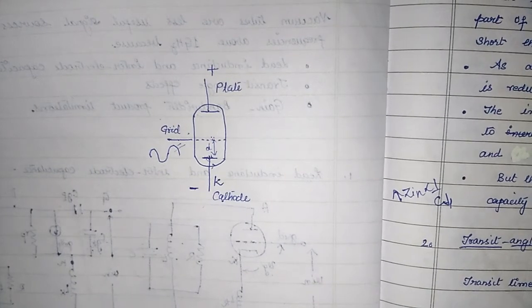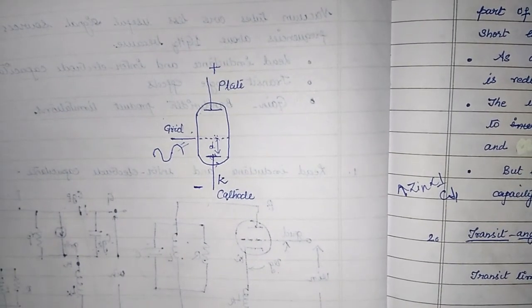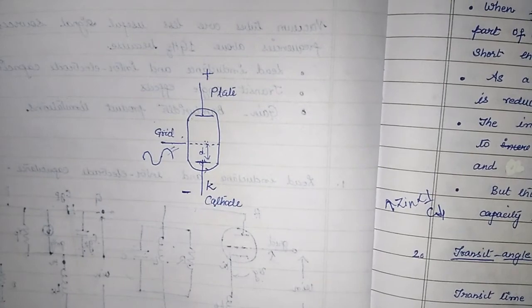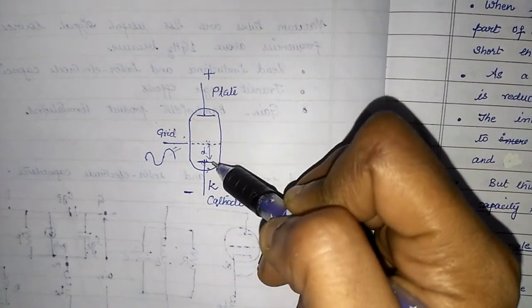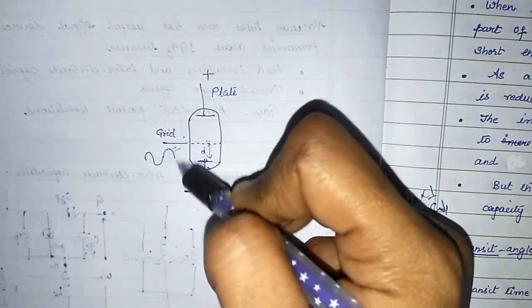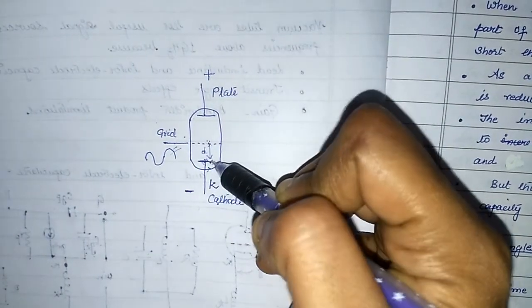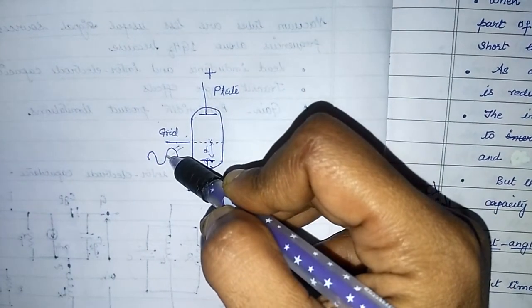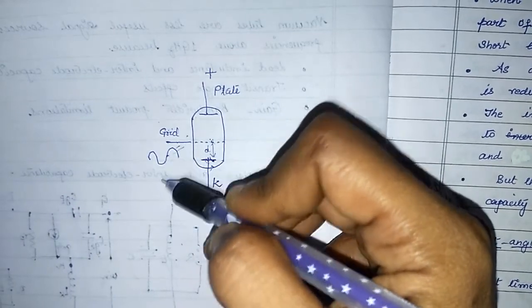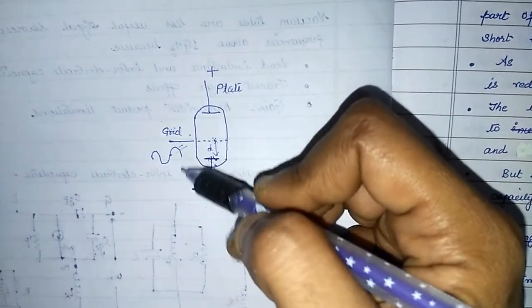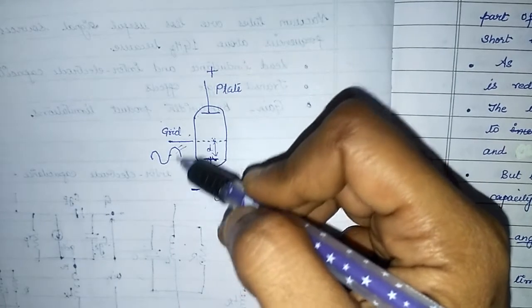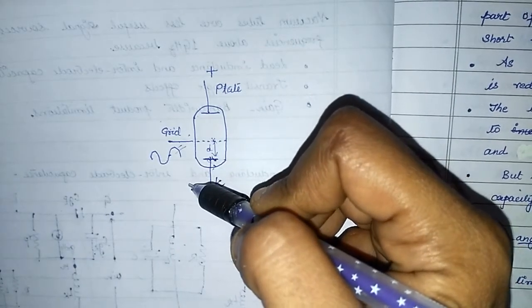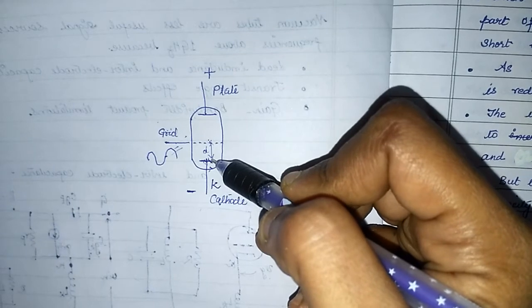So this effect called the transit angle effect becomes very, very important at microwave frequencies, because what if this voltage changes even before the electrons leave the cathode and reach the plate? By the time they have come here, this would have become negative. Because the time period is too small, they are quickly changing in a small interval of time. So the electrons are not given time to reach the plate as a response.